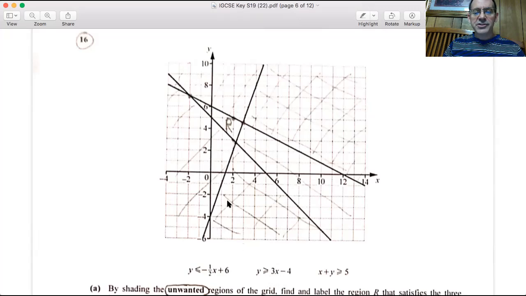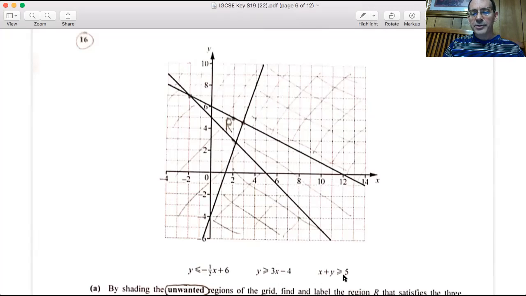So notice I've shaded in a perpendicular direction to the right, which is actually the lower side. You can just put your pointer on the line and go down, that would be lower. And if you go above, that's the upper side. So this is the less than side, which is the unwanted side. All of this over here is shaded.